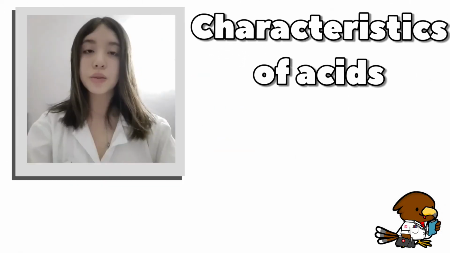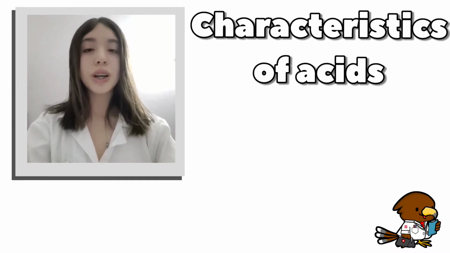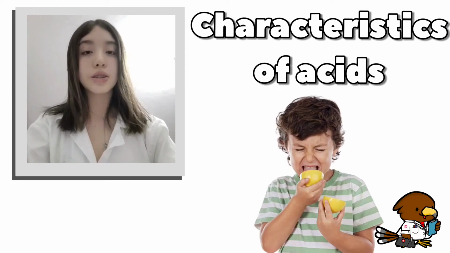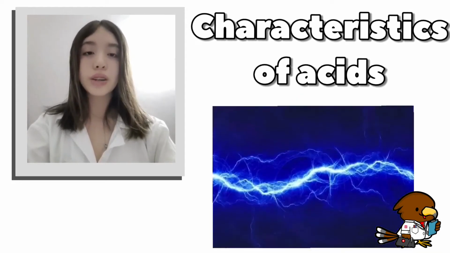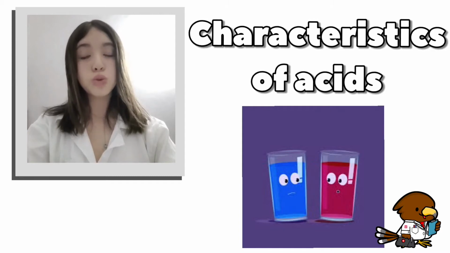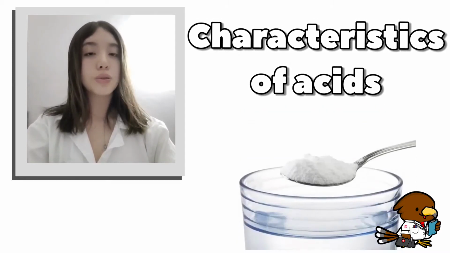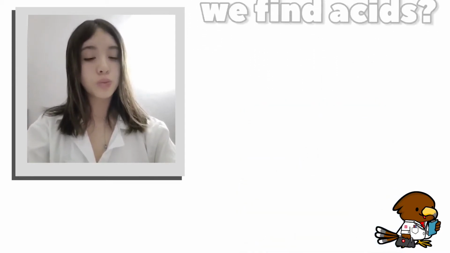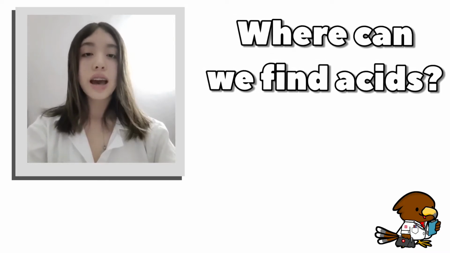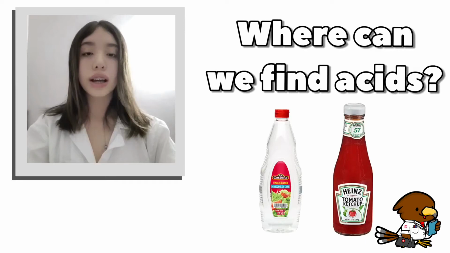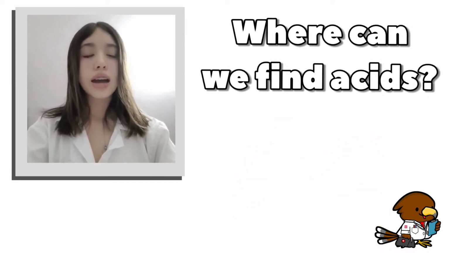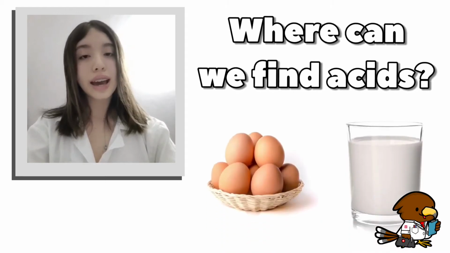Some characteristics of the acids. Well, one of the characteristics of acids is that they have a sour and acidic taste when consumed. They can also conduct electricity. They can change color from blue to red, and they can react with a base to form salt and water. Where can we find some acids? We can find acids in products like vinegar or ketchup, in fruits like orange, lemon or grapefruit, and in some other dairy products like eggs and milk.